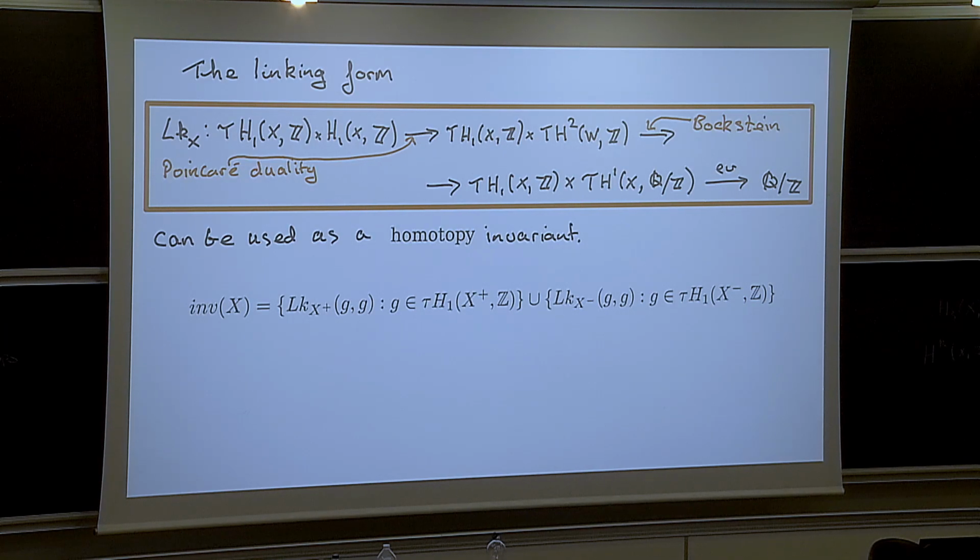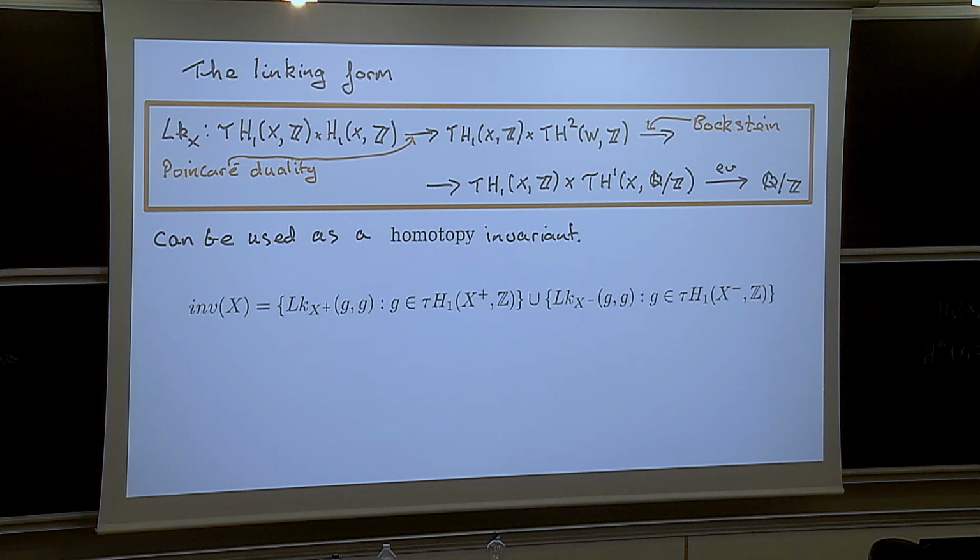The code illustrates how this can be used as a homotopy invariant of a manifold. You can take a manifold, for example a lens space like we were talking about yesterday, X. There are two choices of orientation, and as we want a non-oriented homotopy invariant, choose both. X plus and X minus mean the same manifold with different orientations. Then you iterate over all elements in the first homology, take the linking form, and you end up with a fraction between 0 and 1.